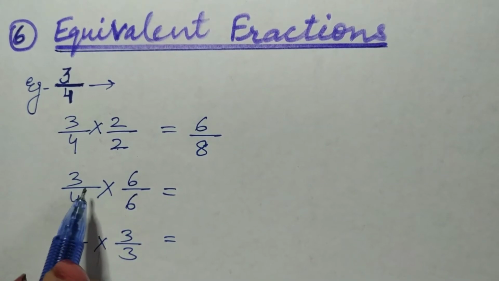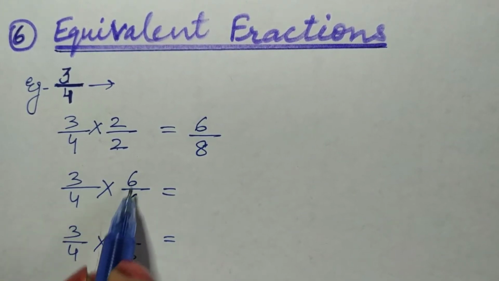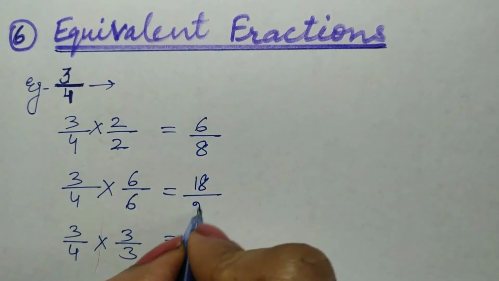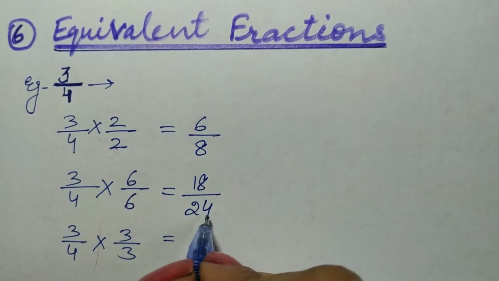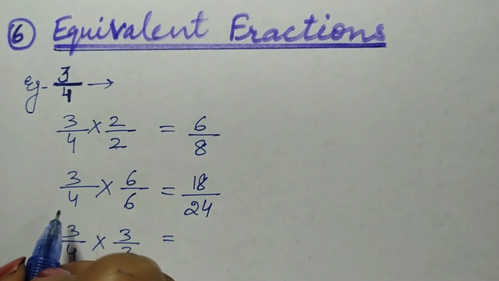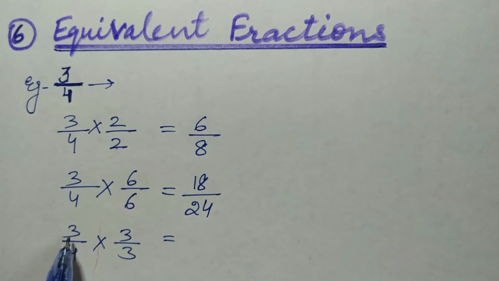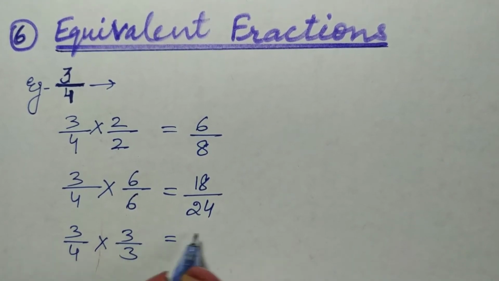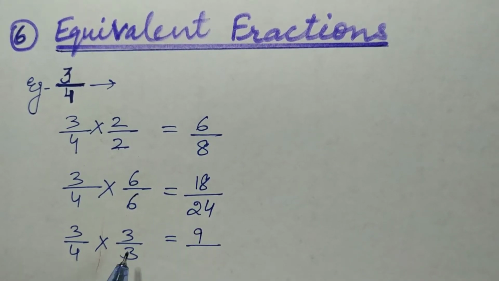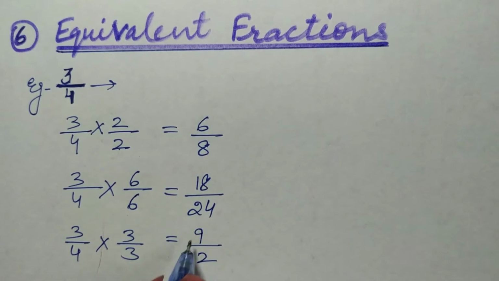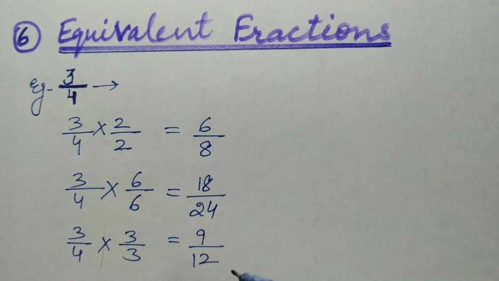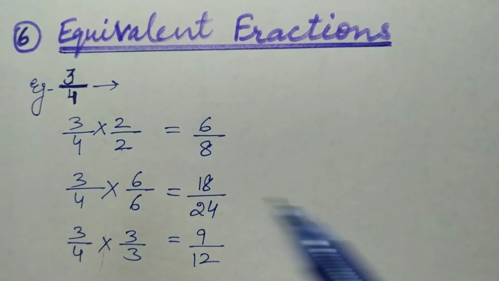Next, in this I have multiplied the numerator and denominator by 6. 3 6s are 18, 4 6s are 24. So 18 by 24 is an equivalent fraction of 3 by 4. Next, 3 by 4 multiplied by 3 by 3. It means I am multiplying the numerator and denominator by the same number. 3 3s are 9, 4 3s are 12. So 9 by 12 is an equivalent fraction of 3 by 4. Likewise, we can get infinite equivalent fractions of any fraction.